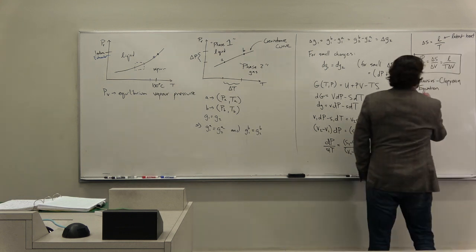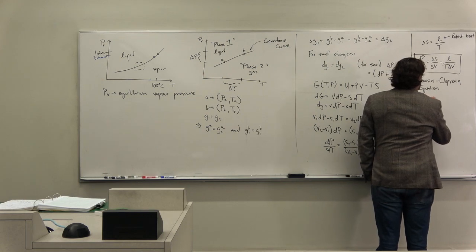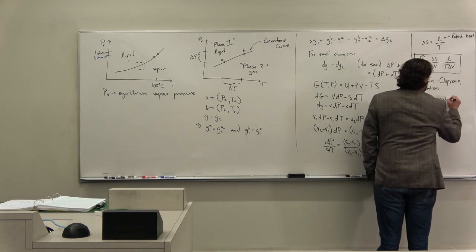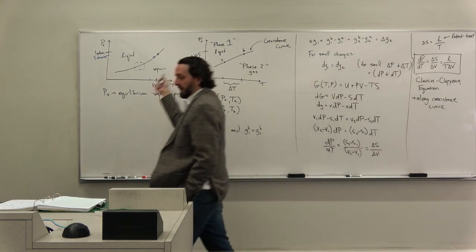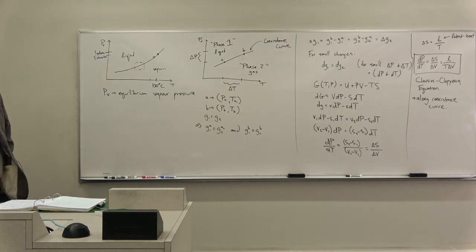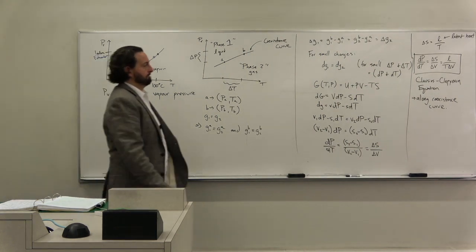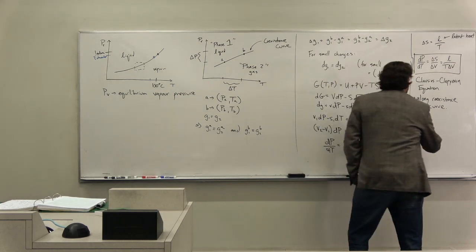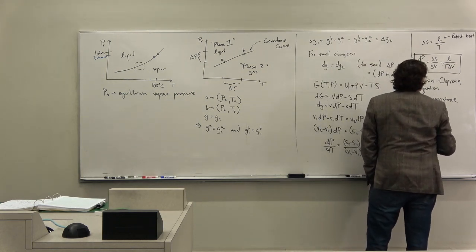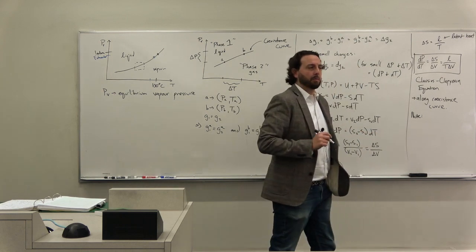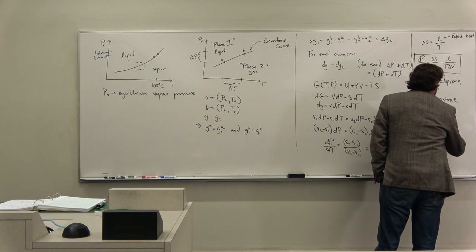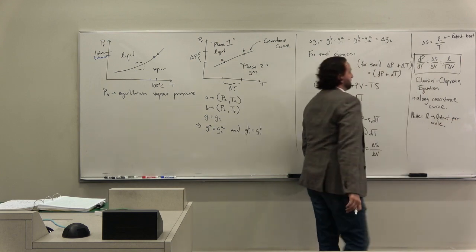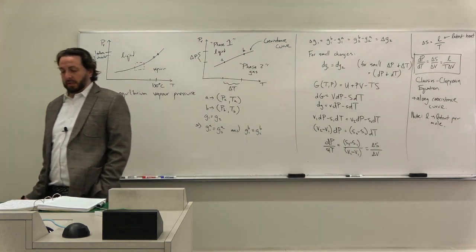And this is along the coexistence curve. This is, in fact, the definition of this coexistence curve. Just one note. Remember, we're using per mass or per mole. And so L is going to be our latent heat per mole. It's usually easier to deal with moles than it is to deal with mass.